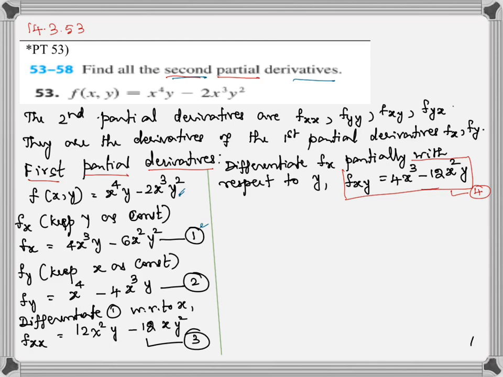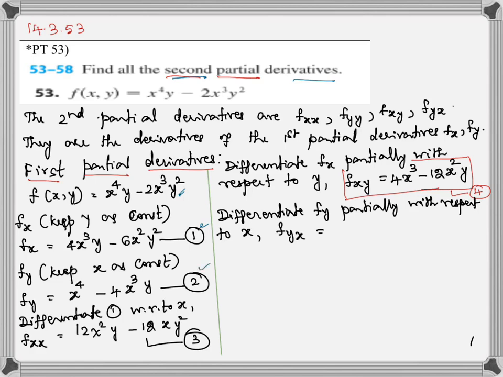Then now we are going to take f_y and differentiate that with respect to x. Differentiate f_y partially with respect to x. So this will be f_yx. You are taking step 2 and then differentiating with respect to x. So you are going to treat y as a constant again. So it will be 4x^3 - 12x^2 y.